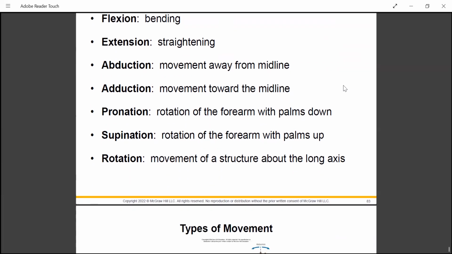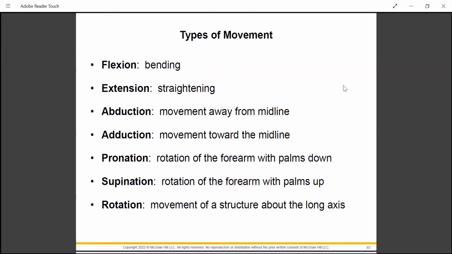And then we have rotation. This comes in a couple different forms. In terms of the neck and the low back, if I just turn my head side to side, that would be considered left and right rotation. Or if I twist my trunk back and forth, that would be thoracic and lumbar rotation to the left or the right. You can also have medial and lateral rotation, which are called internal and external rotation as well.